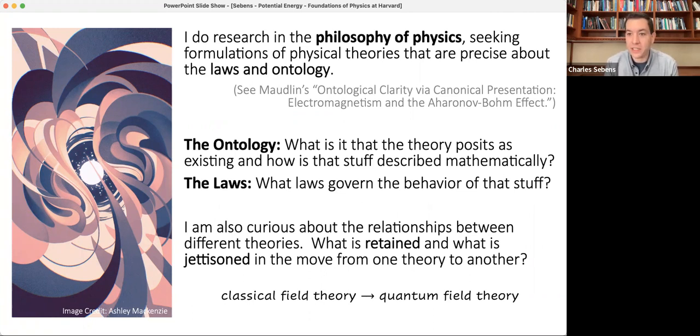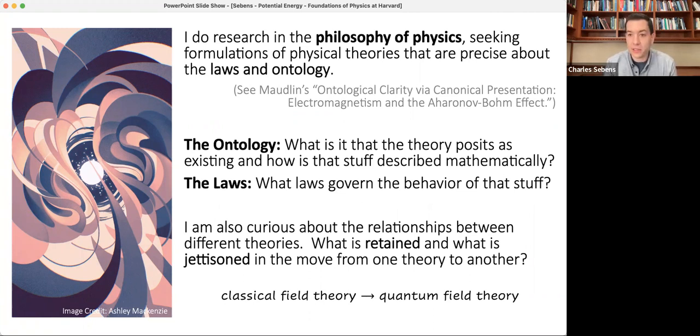So give me a theory in physics, and I want to say, what is that theory actually telling me about reality? What kind of picture is it painting of the world? What is out there? How is that stuff described mathematically? What laws govern the behavior of that stuff? These are the kind of questions that I'm interested in.